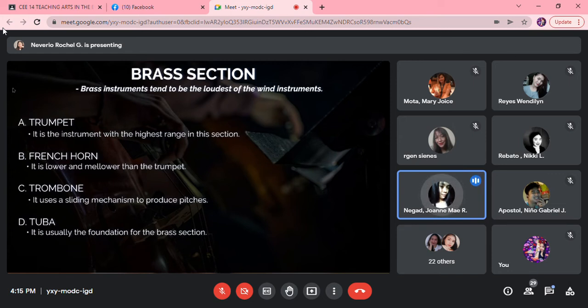Next, tuba. Having a lower register, this instrument usually is the foundation for the brass section. So, kumbaga sa lahat sa brass section, mas kinakailangan ang foundation ng lahat is yung tuba. It is less flexible than the other brass instruments. So, medyo hindi siya flexible kaysa sa iba na instrument dito sa brass section.